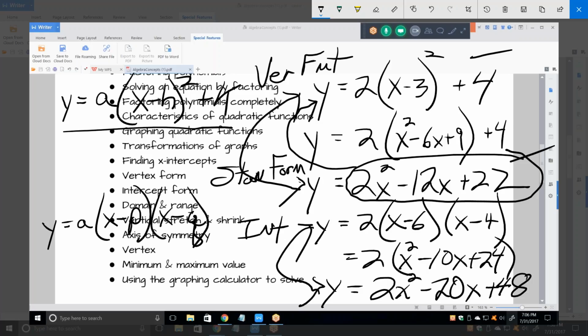Not so easy to convert standard format to intercept format, but of the three of these, the most valuable one is vertex format. And that's why they listed it first. Vertex format first, intercept format second. And notice they don't even mention standard format. The problem is that you get most of your quadratics in standard format. So you've got to do some things to be able to figure out how to graph it when it's in standard format.